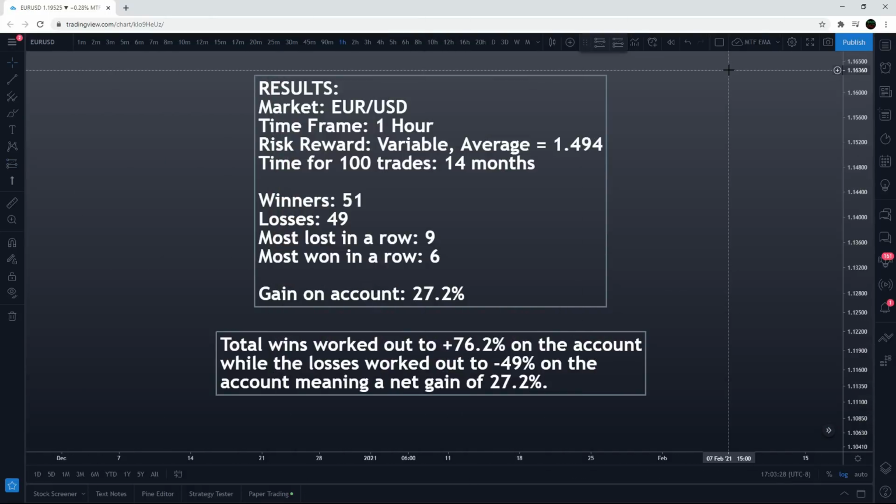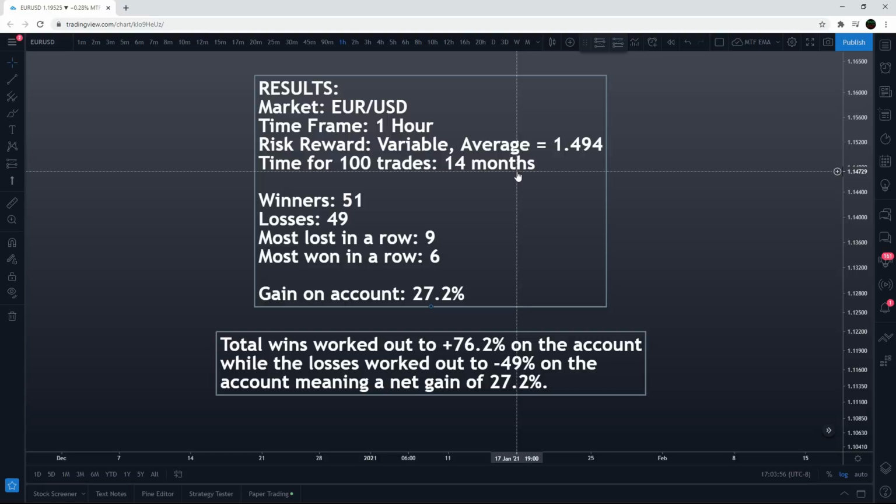All right, results are in after the 100 trades on Euro-Dollar 1 hour time frame using a variable risk to reward ratio, which averaged out to a 1 to 1.494, and the highest was 1 to 4.32, while the lowest was 1 to 0.36. So risk reward ratios were all over the place, but that's just the average on there. Time for 100 trades was 14 months. Clearly it's going to be a lot of time to get 100 in on the hourly time frame.